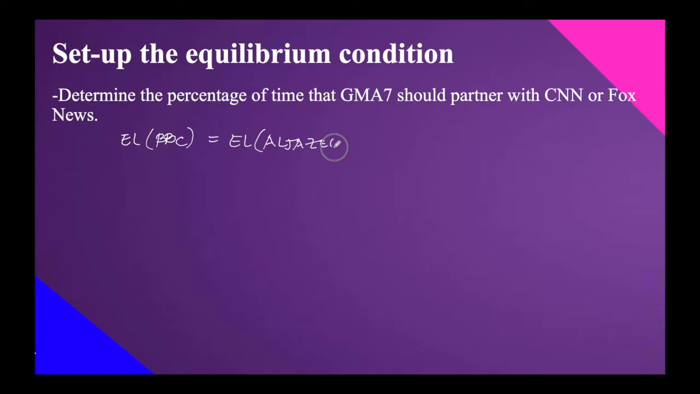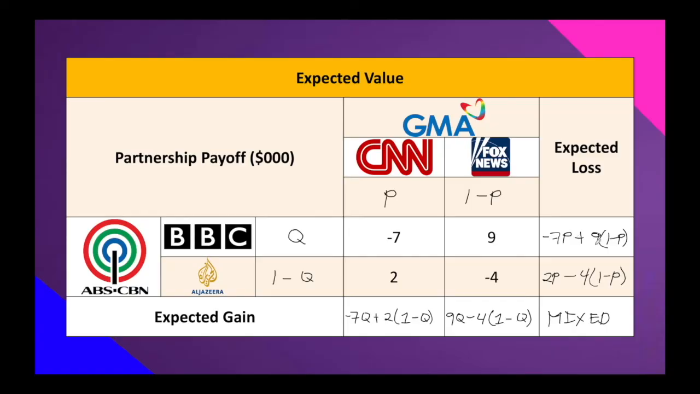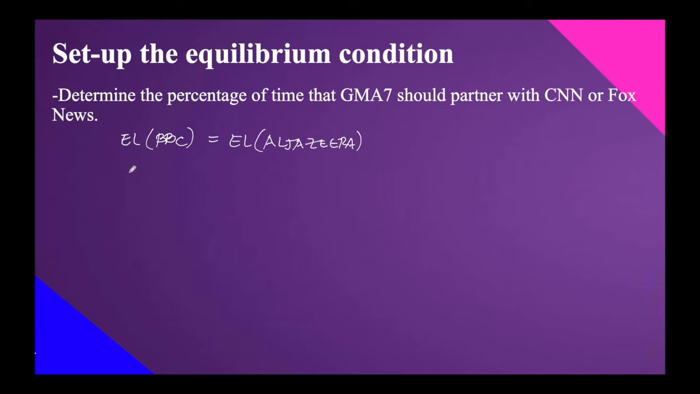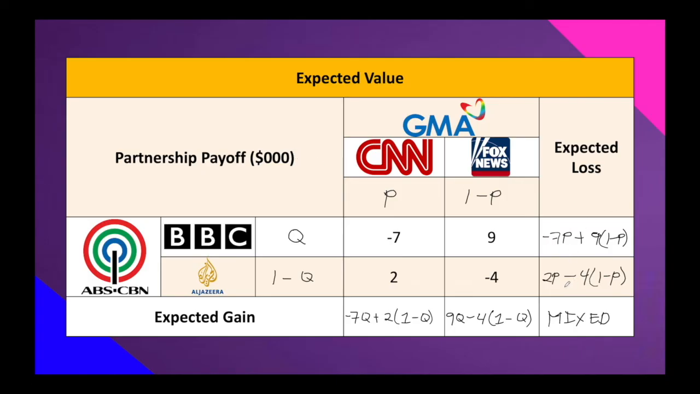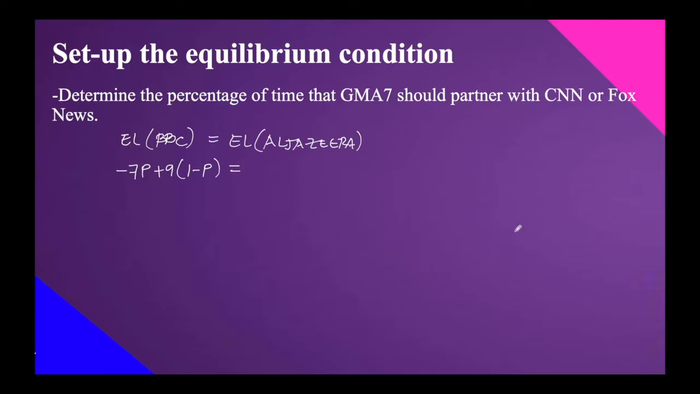Okay? Ayan. Now, the equation for EL-BBC, let's check. Ito po, negative 7p plus 9 multiplied to 1 minus p. So, let's copy it here. Negative 7p plus 9 multiplied to 1 minus p equals EL Al Jazeera, that is 2p minus 4 multiplied to 1 minus p. So, basic algebra ulit. We have here negative 7p plus, distribute this 9, so plus 9 minus 9p equals 2p minus 4, distribute ang 4, plus 4p.